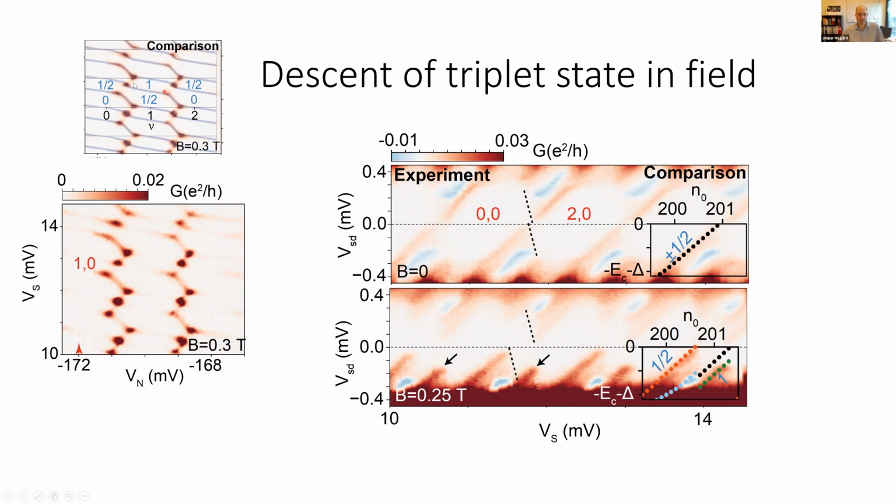We can also deduce the spin of the different states. We find out that triplet states matter. Without going into too much detail, I'm just flashing the transport spectroscopy diagrams in this case when tuning the superconducting island gate charge at zero field and at a finite field of 0.25 Tesla. What we do notice is that at a finite field, some excitations enter the superconducting gap. And by matching to the modeling, we can actually see that these are triplet states.